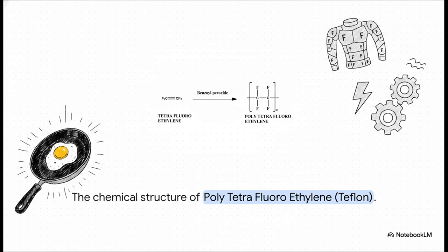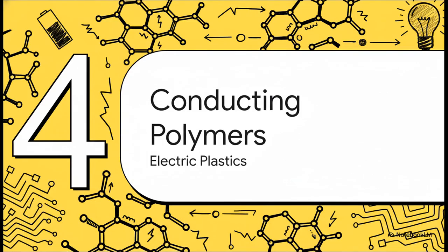This incredibly strong attractive force gives Teflon immense toughness and extreme chemical resistance to pretty much everything. That is exactly why nothing sticks to your Teflon frying pan and why engineers rely on it for high-temperature seals and heavy-duty electrical insulation.